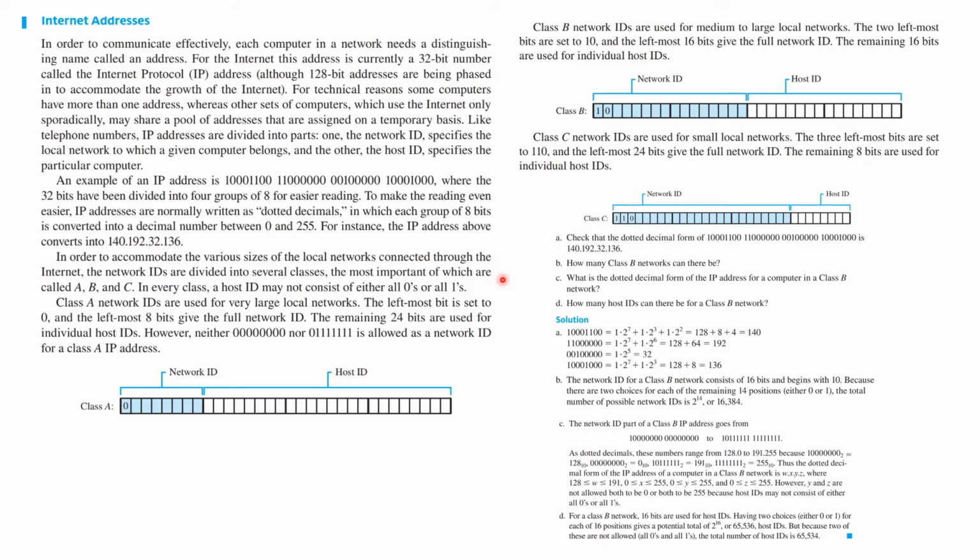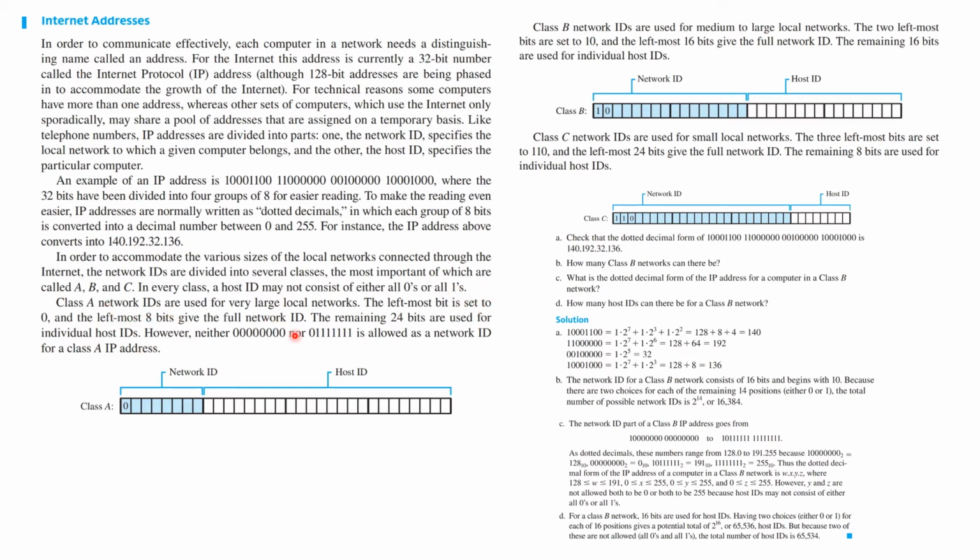Now, in order to accommodate the various sizes of the local networks connected through the internet, the network IDs are divided into several classes, the most important of which are called A, B, and C. Those are starting with the largest with A, and those other two get smaller. In every case, a host ID may not consist of either all zeros or all ones.